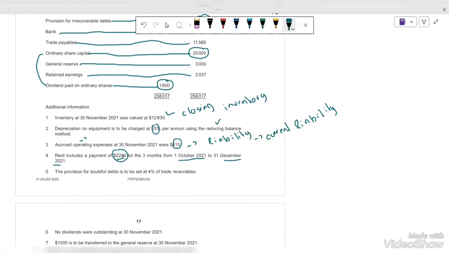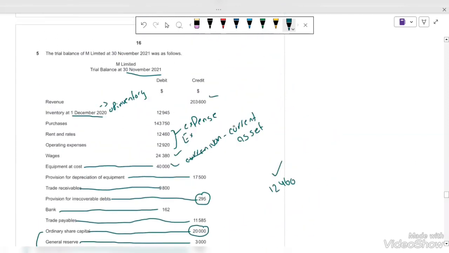So it means that you paid some extra amount, and the extra amount you have paid is for 3 months, 1st October 2021 to 31st December 2021. October, November, and December. So you have paid extra amount for 3 months. But your year ended on 30 November 2021.